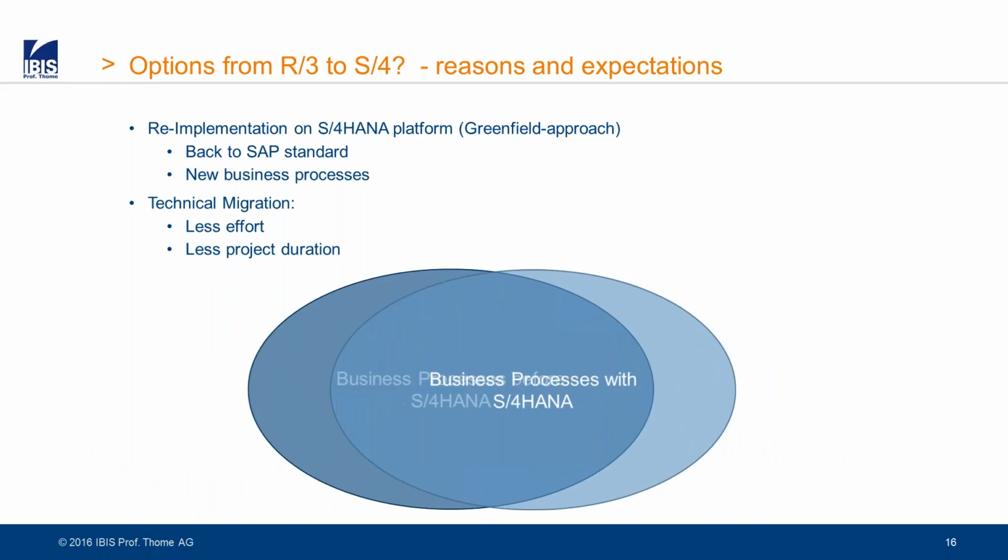Then on the other hand, why was technical migration chosen? Obviously because it's less effort: you don't need a new implementation, you just do a migration, and it will be faster. But of course, in some cases it won't be less effort, if you're using very little from what you've done before and you need a lot of new processes and so on.